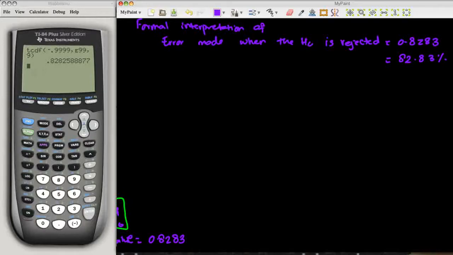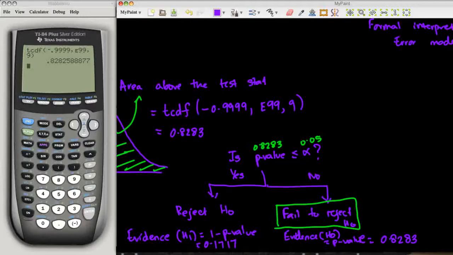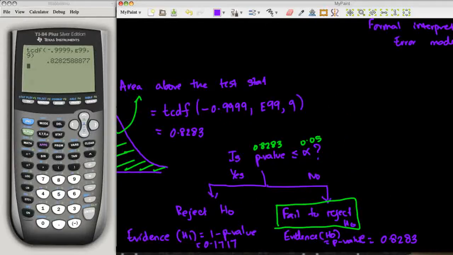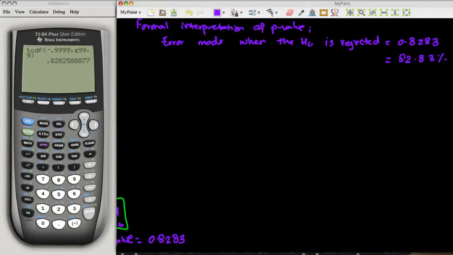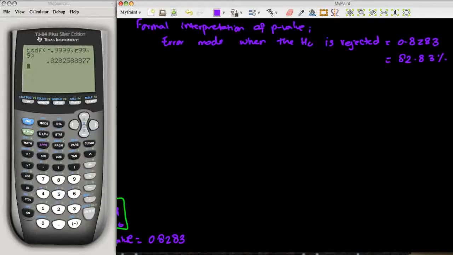The support, the evidence toward the null and evidence toward the alternative, finding probabilistic evidence is another way of interpreting the p-value, but it's not very formal. It's an informal way of interpreting the p-value. It is the amount of support you get towards the null or the alternative. The formal way is related to the error in a hypothesis test.